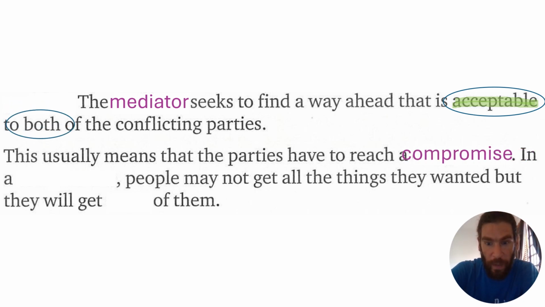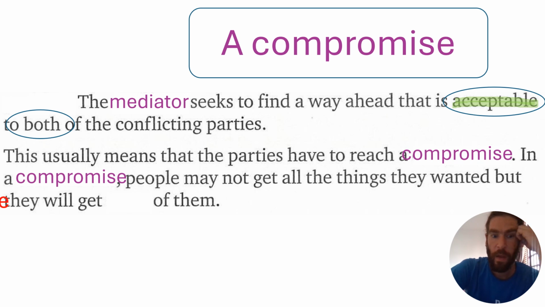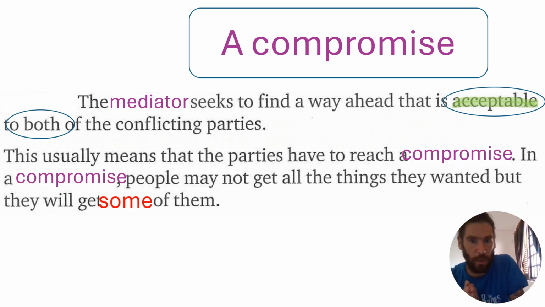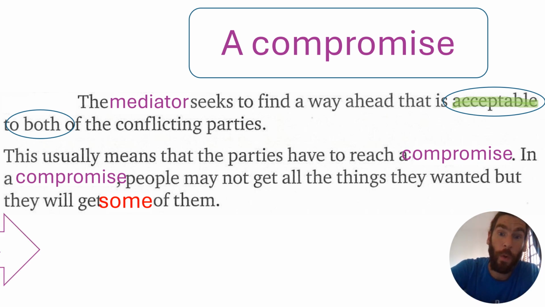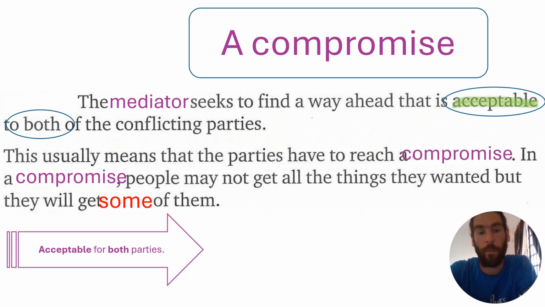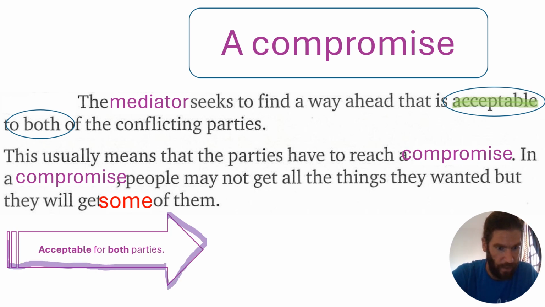And this usually means that both parties reach a compromise. In a compromise, people may not get all the things they want. This is important. In a compromise, both parties do not get what they want. No, they will not both of them get what they want, but they will get some of it. So in a compromise, there is a solution that is acceptable for both parties.